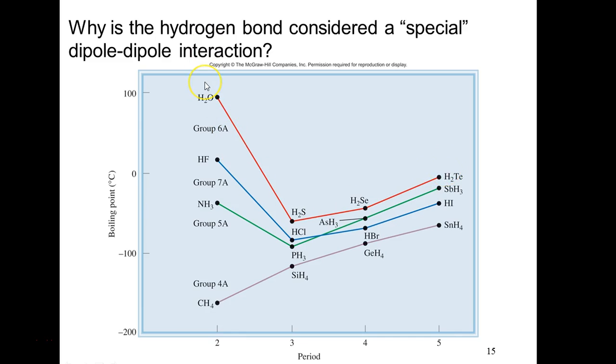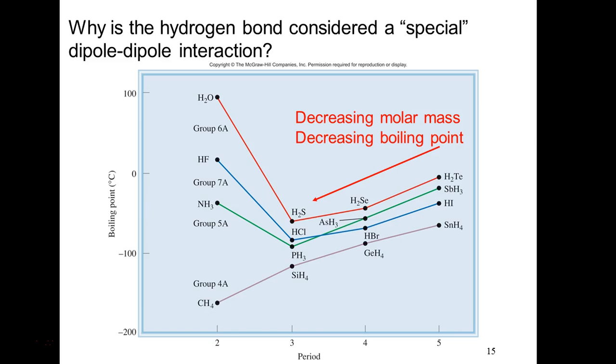But why do water, its group 7A counterpart hydrogen fluoride, and its group 5A counterpart ammonia have these marked differences in boiling points? They have these special elevations in boiling point. That's because they exhibit hydrogen bonds, whereas all of these do not. So you're normally thinking decreasing molar mass, decreasing boiling point, until you get to that case of hydrogen bonding.